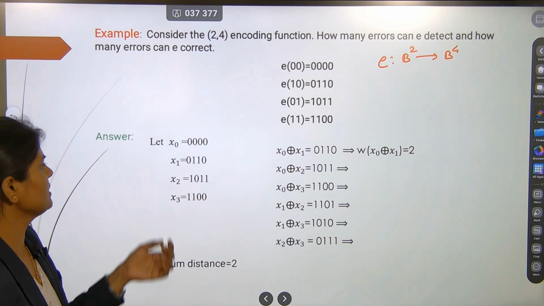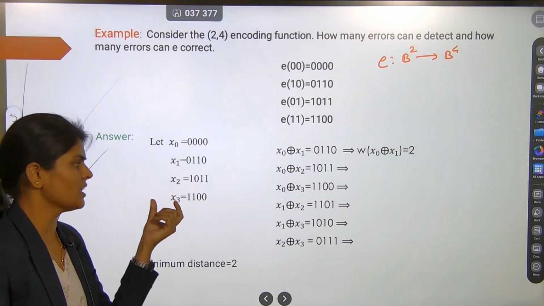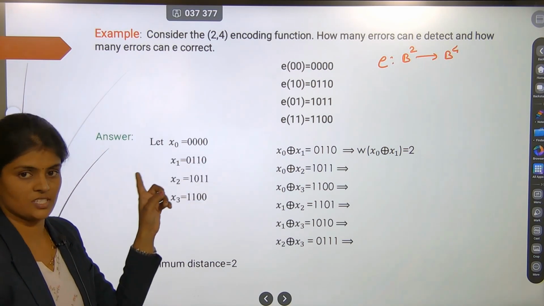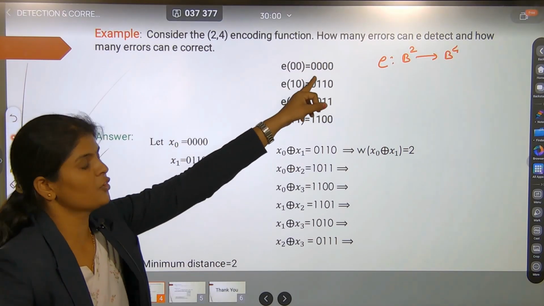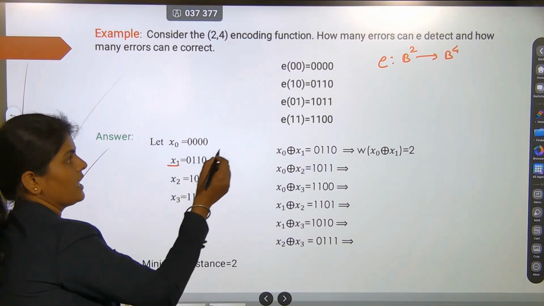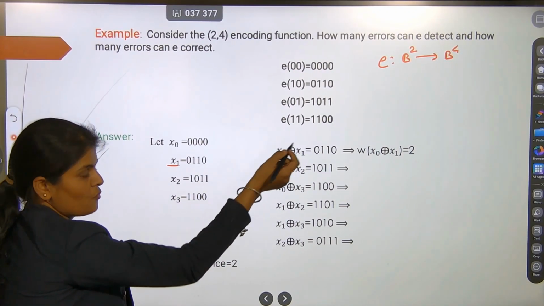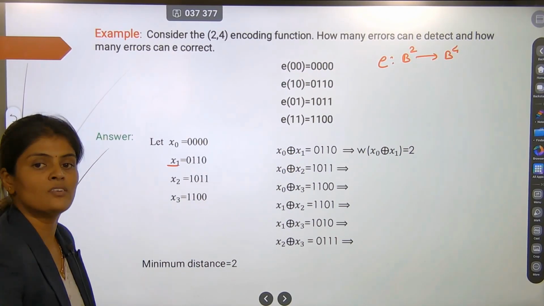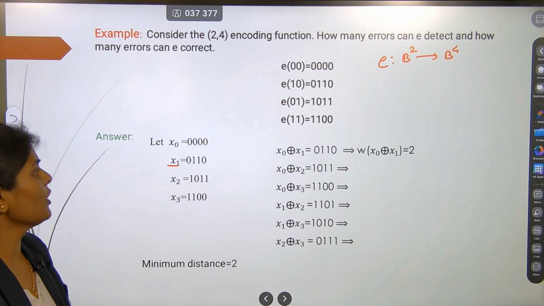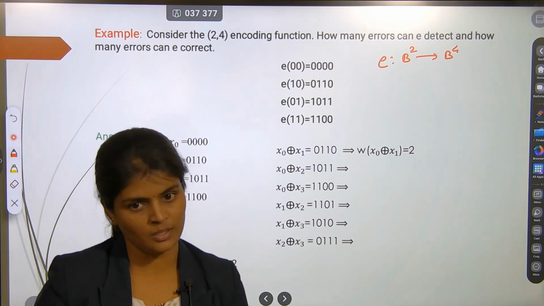So firstly we take x0, x1, x2, x3 as images. We put x0 as 0 0 0 0, x1 as 0 1 1 0, x2 as 1 0 1 1 and x3 as 1 1 0 0. The next step is we have to find the minimum distance.